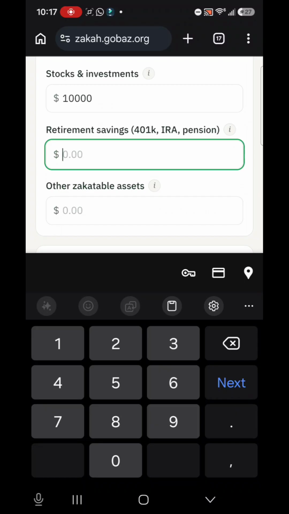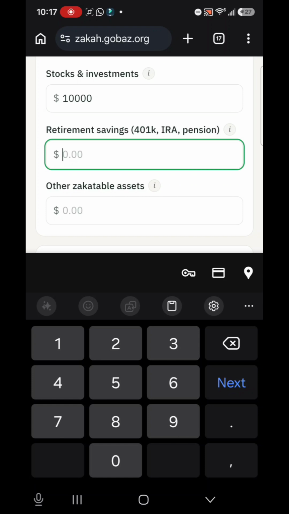401k and IRA. With a 401k, you have access to it. But people don't take out their 401k until they retire, though they can take it out before retirement. However, you're going to pay taxes, I think, depending on what kind of 401k you have. Is it pre-tax or not pre-taxed?